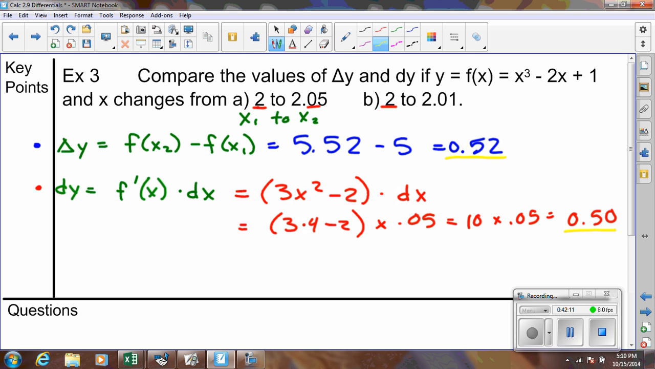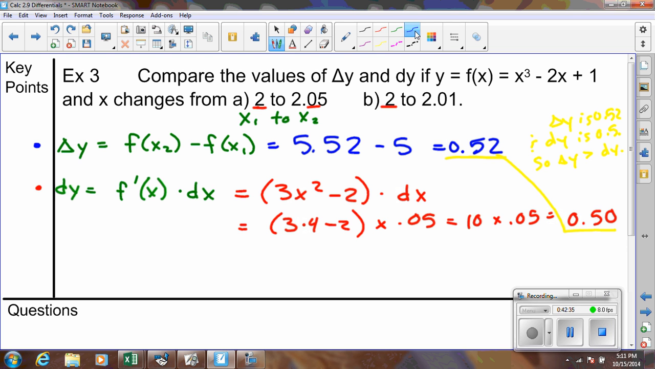So compare the values. We just did that. Here's our comparison. Delta y is 0.52 and dy is 0.5. So delta y is just a little bit bigger than dy in this particular problem.